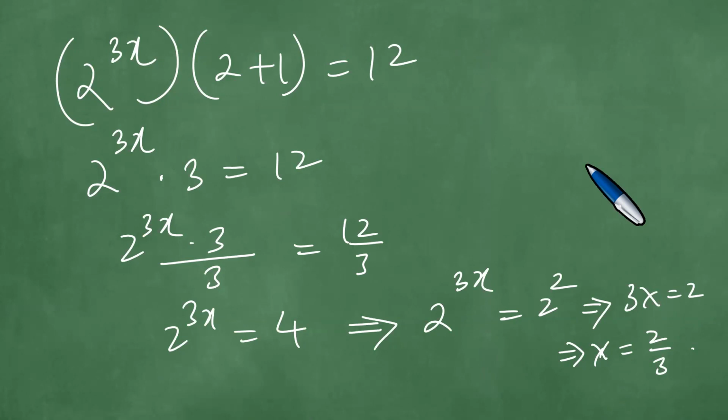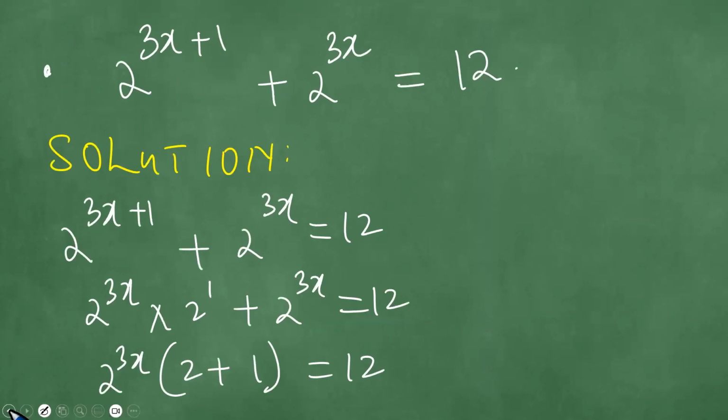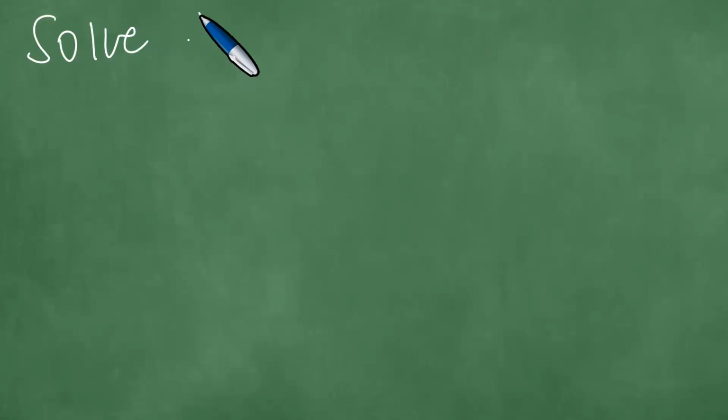Let us continue in earnest. Because at this point, we were given this question that 2 to the power 3x plus 1 plus 2 to the power 3x equals 12, and we're able to solve this step by step. Okay, solve for x here. Okay, now proceed to solve for x.